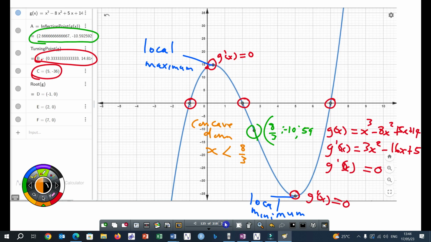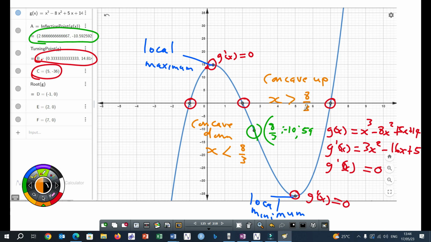All right. Then concave up. It's concave up to the right. Pay attention. To the right of the point of inflection. So x is greater than 8/3.